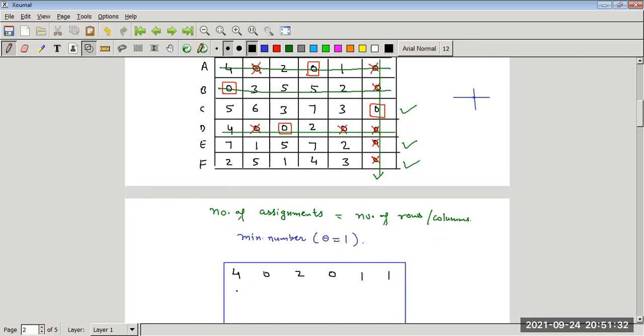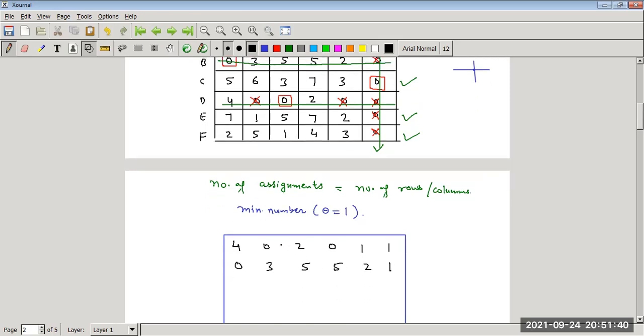In the second row, 0 remains 0, 3 remains 3, 5 remains 5, 5 remains 5, 2 remains 2, but 0 becomes 1 because two lines are passing through it. In the third row there is no line passing through it, so we subtract 1. 5 minus 1 is 4, 6 minus 1 is 5, 3 minus 1 is 2, 7 minus 1 is 6, 3 minus 1 is 2, 0 remains 0 because only one line is passing through.